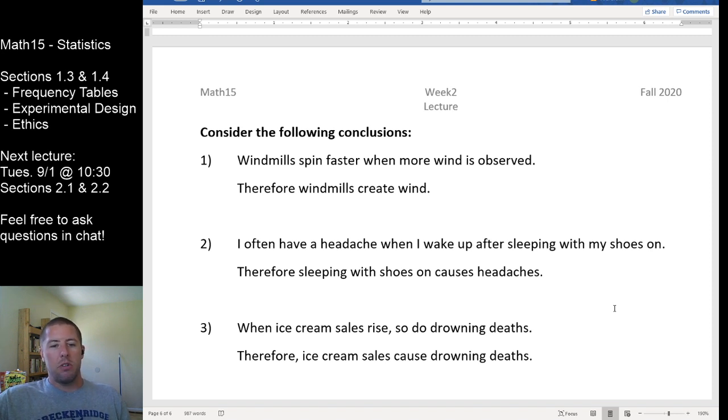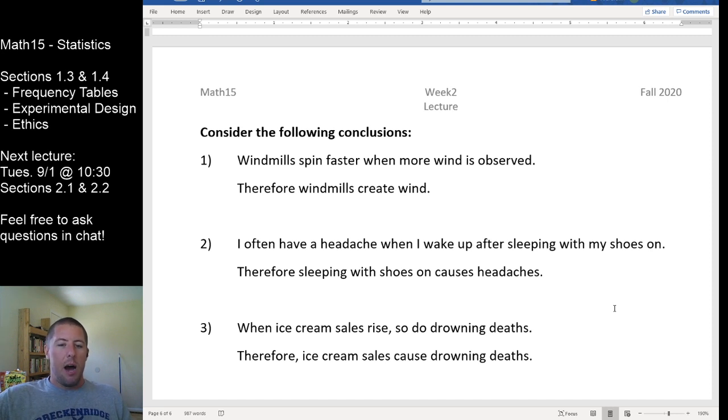Number three, when ice cream sales rise, so do drowning deaths. Therefore, ice cream sales cause drowning deaths. This is another example very similar to number two. Just because two things are related does not mean that one is causing the other. There's probably a third variable that is related to both of the things that's actually the more closely associated cause here. And by the way, statement number three, totally true. Well, it's okay. Statement number two is totally true too.